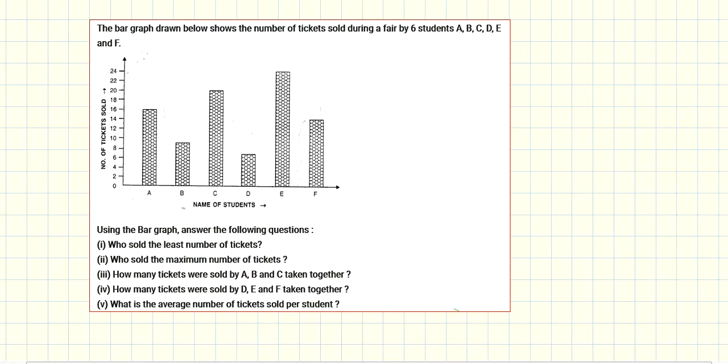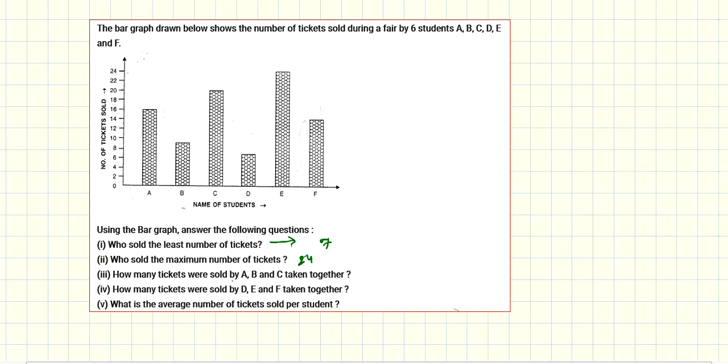Who sold the least number of tickets? Okay, so as you can see from this graph, student D sold the least number of tickets, that is between 6 and 8. So simply you can write 7 tickets. The statement is student D sold the least number of tickets, that is 7. Who sold the maximum? So as you can see, the maximum is E, and how much? 24. So the answer is 24.